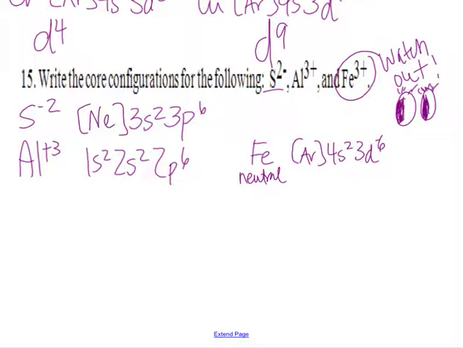4s2 3d6, okay. When things become charged, they have to lose their outermost electrons first. So you're not just going to go to iron, pluck off 3, and go, oh, 4s2, 3d3, I'm done. No, you're not. If we're making iron plus 2, we can do that first. Argon, what's the valence shell there? The 4s. So we're going to lose the 2 electrons out of that, leaving me a 3d6. So if iron is a plus 2, it's going to be 3d6.